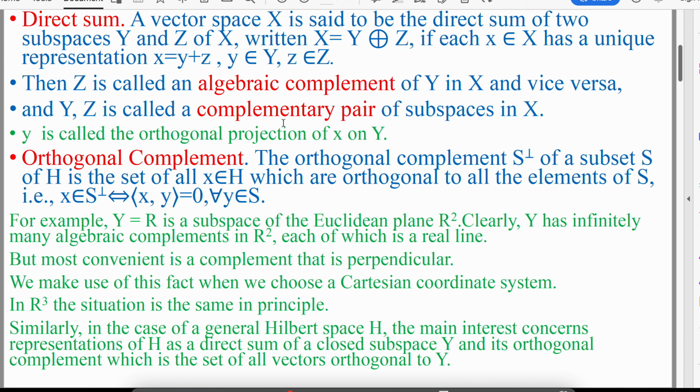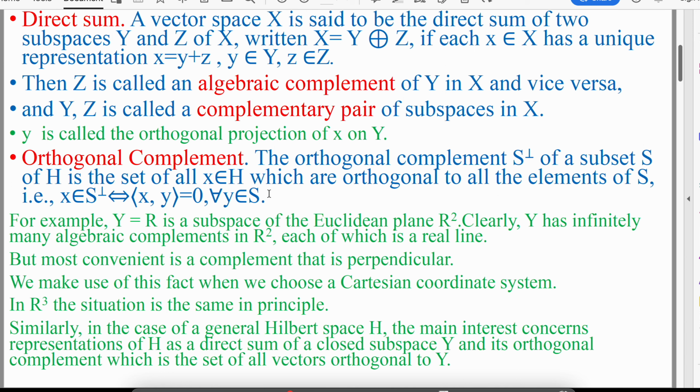So what is orthogonal complement? An orthogonal complement, which we denote like this, of a subset S of H is a set of all x belonging to H which are orthogonal to all elements of S. It means we say that x belongs to orthogonal complement of S if and only if inner product of x with y is equal to 0 for all y belonging to S.